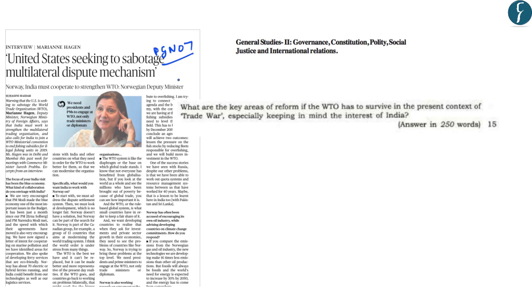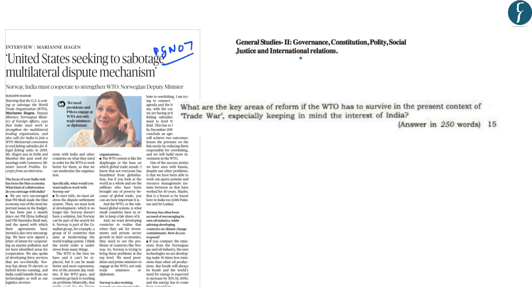Now, this news article on page number 7 is related to the visit of the Norwegian Deputy Minister for Foreign Affairs. And in an interview, the minister has highlighted that India and Norway must cooperate to strengthen the WTO. And in this, she has highlighted that the United States is seeking to sabotage the multilateral dispute mechanism.